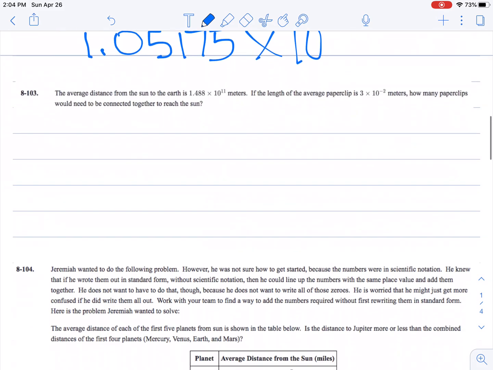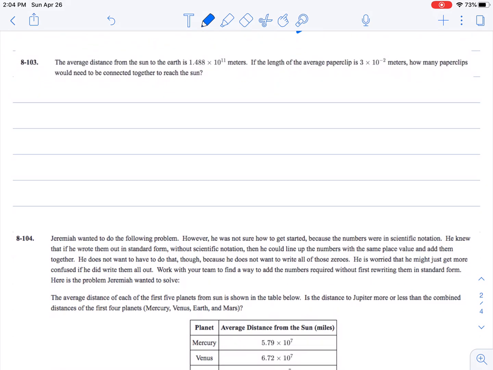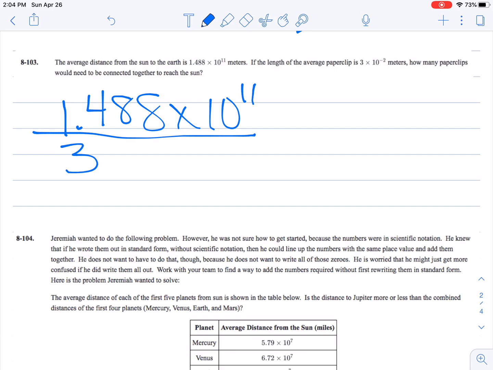Okay? 103. The average distance from the sun to the earth is 1.488 times 10 to the 11th meters. If the length of the average paperclip is 3 times 10 to the negative second, how many paperclips would need to be connected together to reach the sun? So this is like the first problem. We're going to divide, taking the distance from Earth to the sun and dividing it by how many paper clips we might need.